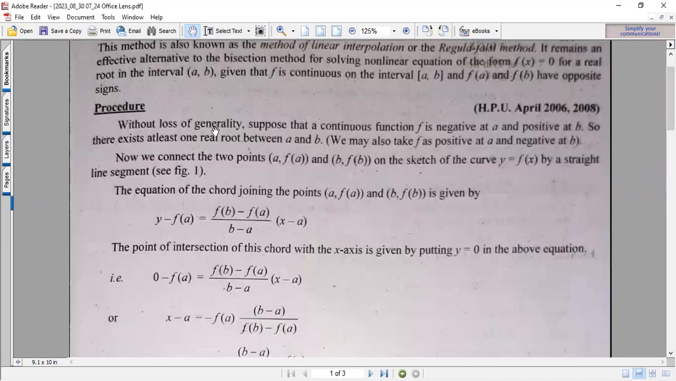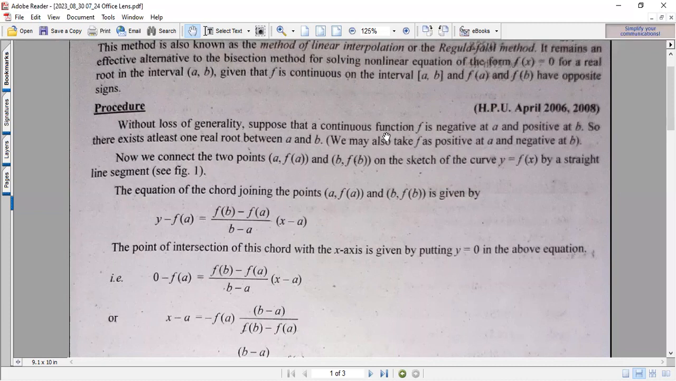Without loss of generality, suppose that a continuous function f is negative at a and positive at b. So, there exists at least one real root between a and b. We may also take f as positive at a and negative at b. Now we connect the two points (a, f of a) and (b, f of b) on the sketch of the curve y equal to f of x by a straight line segment.